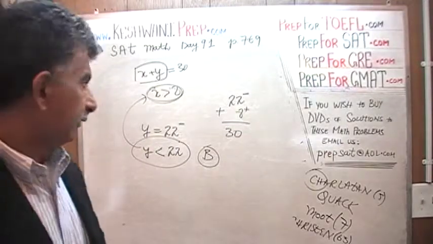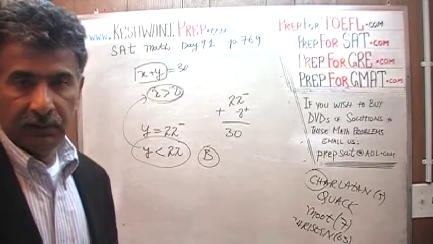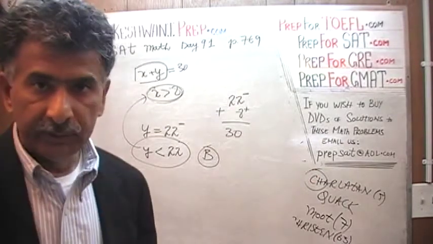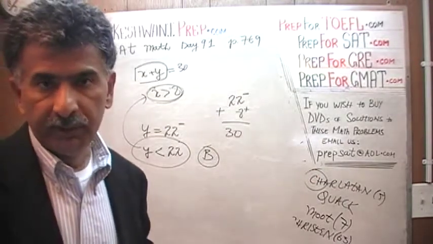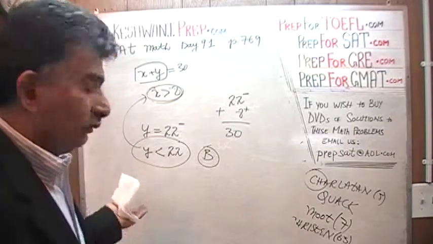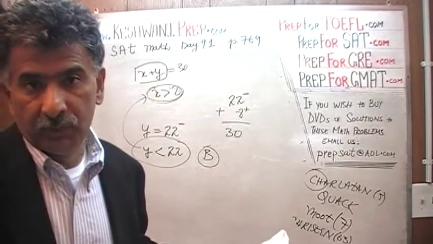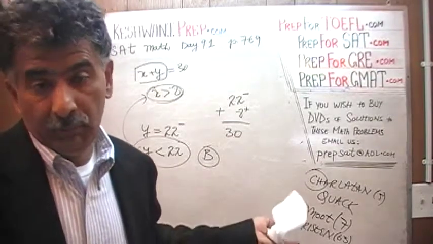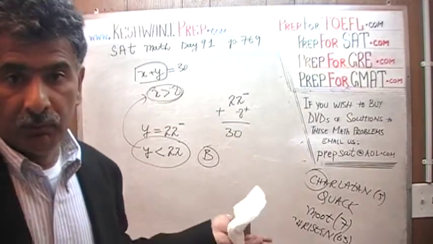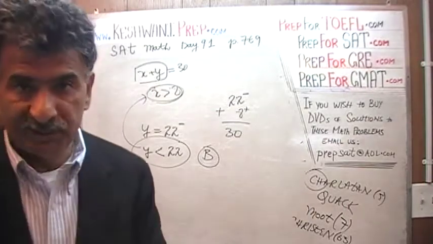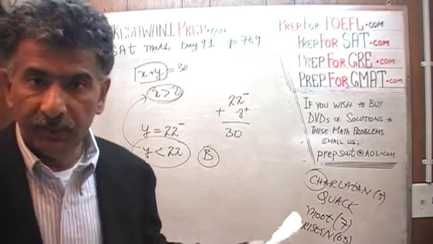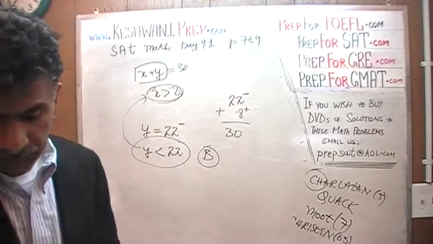Do you understand? If x is more than 8, then y cannot be equal to 22, because then 22 plus something more than 8 is going to be more than 30. And y cannot be more than 22, because something more than 22 plus something more than 8 will also be more than 30. So if one number is more than 8, the other one has to be less than 22 in order for their sum to be exactly 30. Number 4.